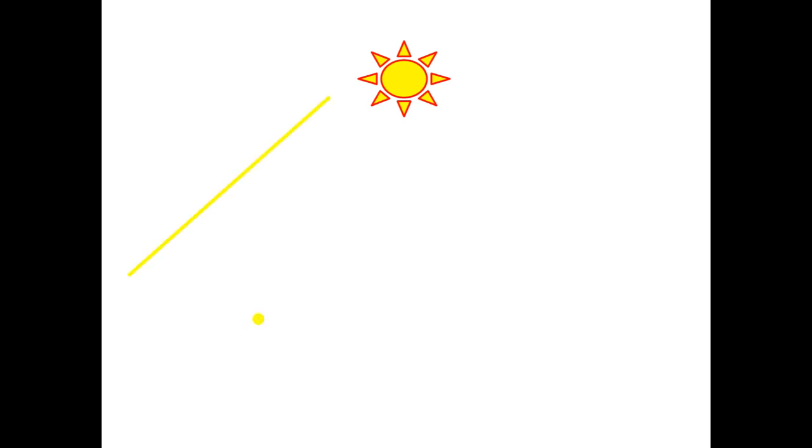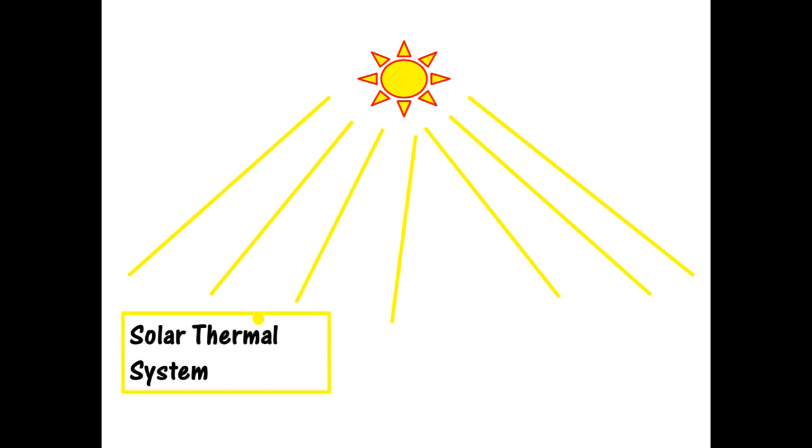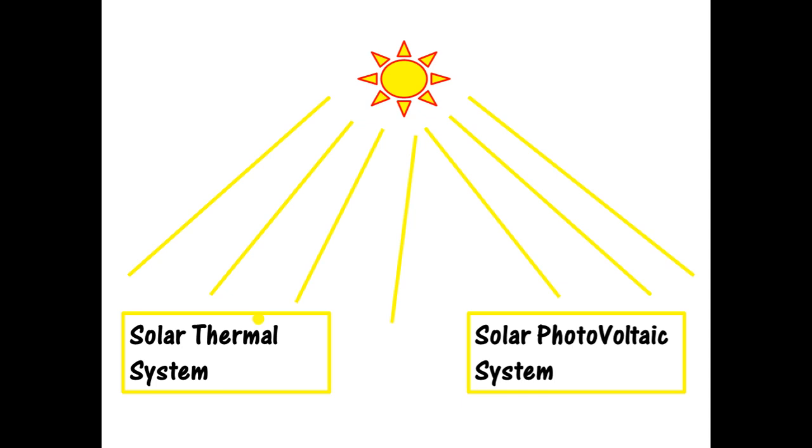For utilizing this solar energy, there are two technologies used. One is solar thermal systems and the second is solar photovoltaic systems. The basic difference between these two is that in solar thermal systems, the solar energy is converted into heat energy and then it is utilized, whereas in solar photovoltaic systems, the solar energy is converted into electrical energy.